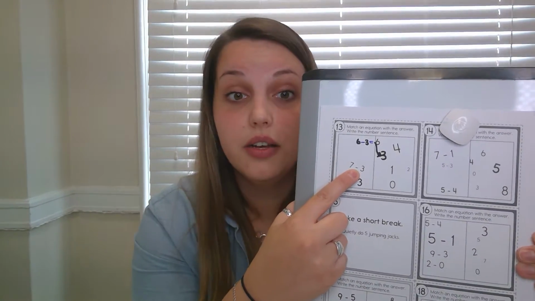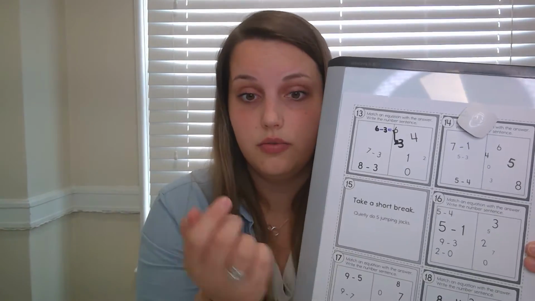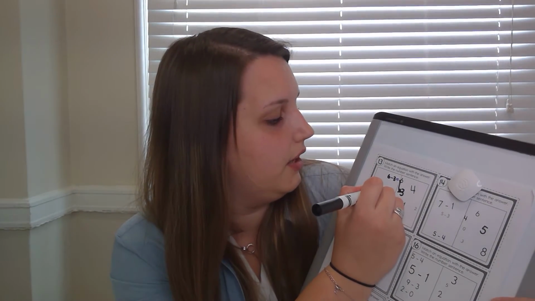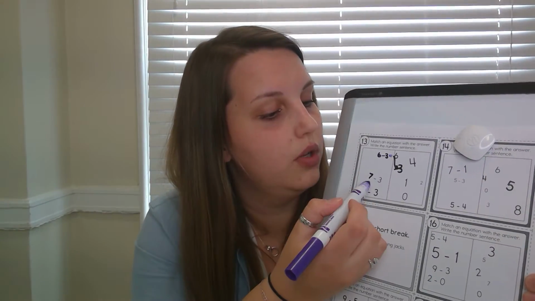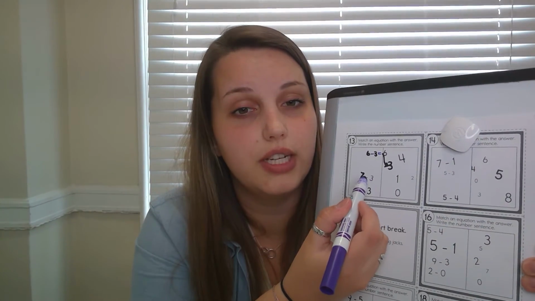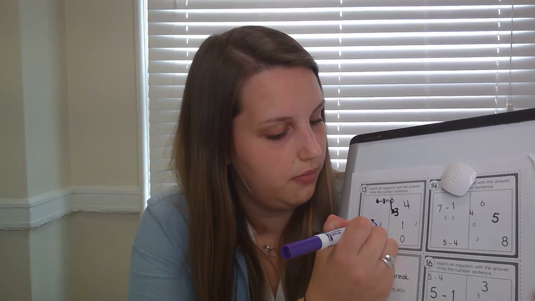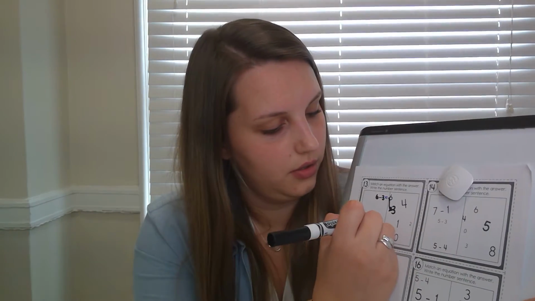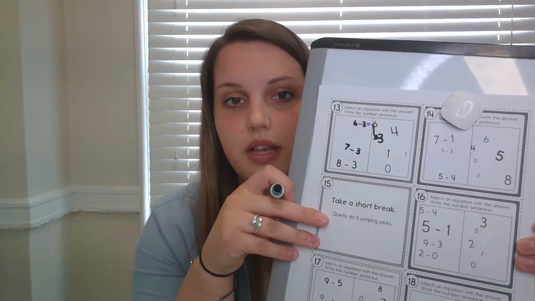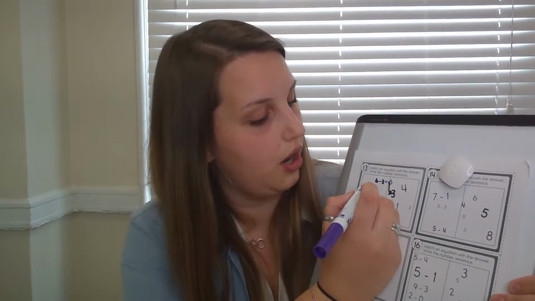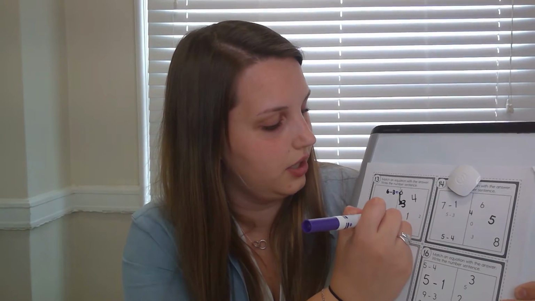7, take away 3, right? So we need to first trace over our numeral 7, purple math symbol. What's our symbol that we're tracing over? A minus. 7 minus numeral 3. 7 minus 3. Our last symbol that we need is not a subtraction, an equal sign.